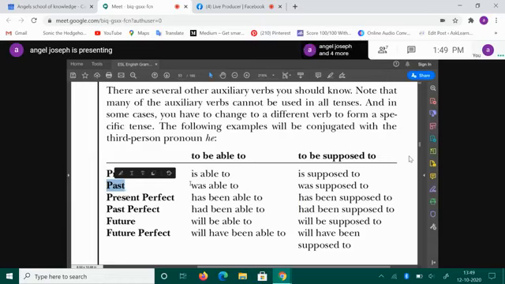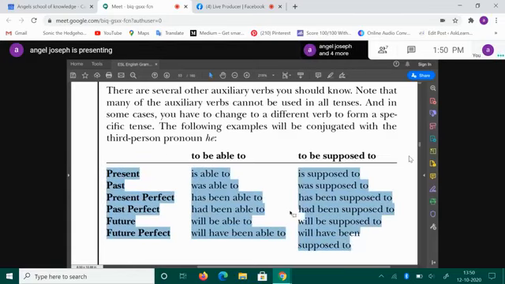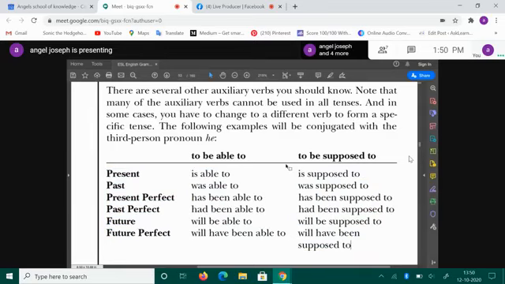Okay, so helping verbs, as I said earlier, help us with understanding the tense of the sentence and also help us with sometimes changing the meaning of a sentence. Okay, so here they have given us a table, and in this table we have few of these helping verbs. They've listed it out, so let's just go through it. Okay, so in the present tense, the example that they've given us is able to. Okay, in the past tense it will become was able to. In the present perfect tense we have has been able to.